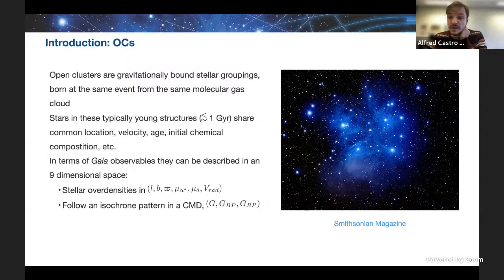And then we can also describe these objects using 3 additional dimensions, which are Gaia photometry, basically. We know that these objects will follow an isochrone pattern in a color-magnitude diagram because they share the same age and chemistry. And for that, we will use the Gaia photometric bands G, BP, and RP.